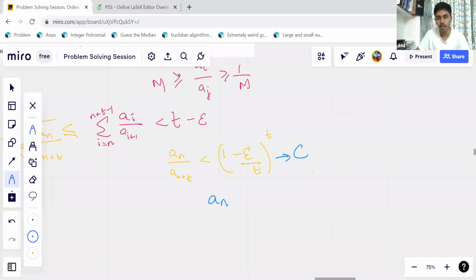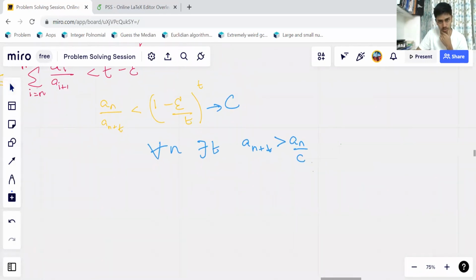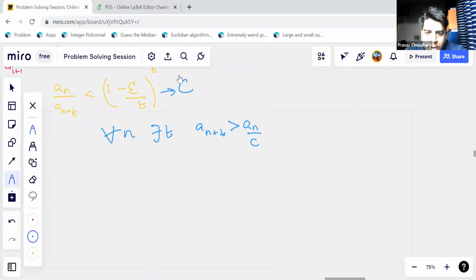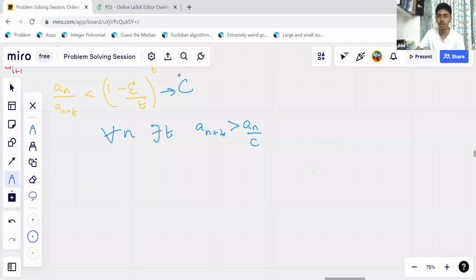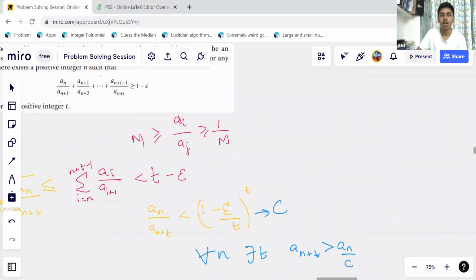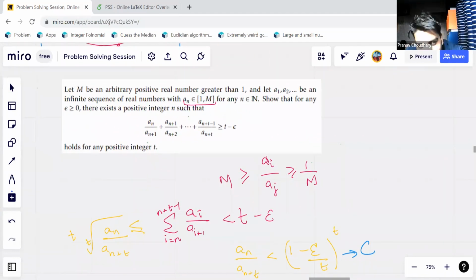So it's saying that for all n, there is some t such that a_{n+t} is greater than a_n over c or something. Wait, c is less than 1. Okay. Oh, this kind of finishes, no? This might not be true as well, right? The sequence is not monotonic. No, I'm saying I'm assuming the problem is false. So for every n, there is some t such that the inequality fails. And if the inequality fails, this is what it is.